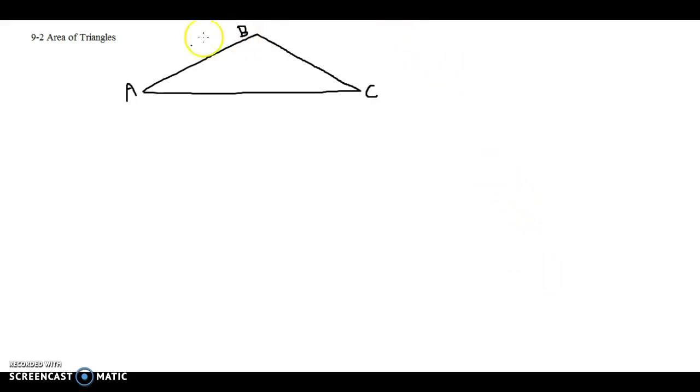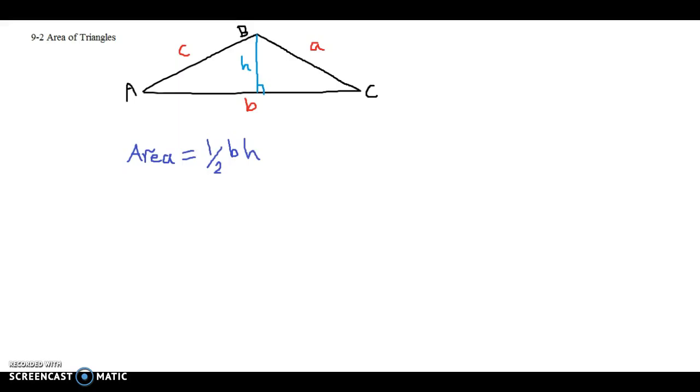We're starting with just a regular triangle. The angles are A, B, C. The side opposite to angle A, we call it small letter a. The side opposite to angle B, small letter b. The side opposite from angle C is small letter c. And we all know that the area of a triangle is half the base times the height. So if I draw the height perpendicular to the side AC, or small letter b, then the area is half the base times that height.